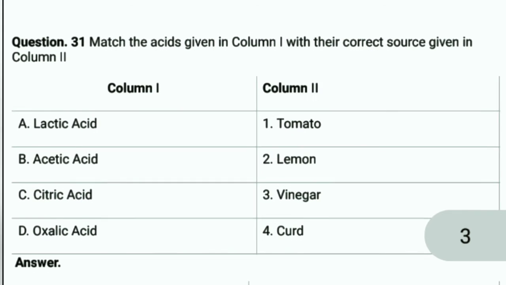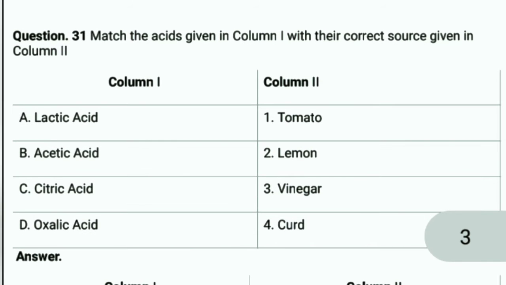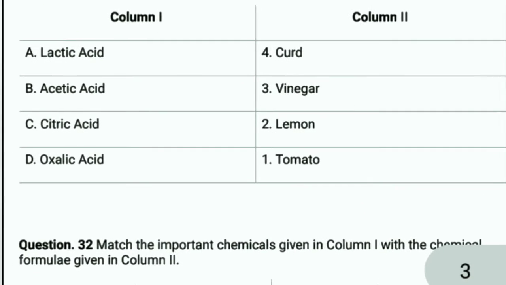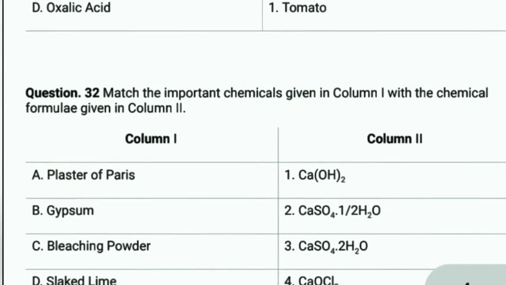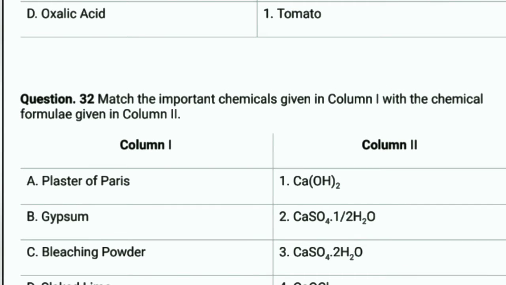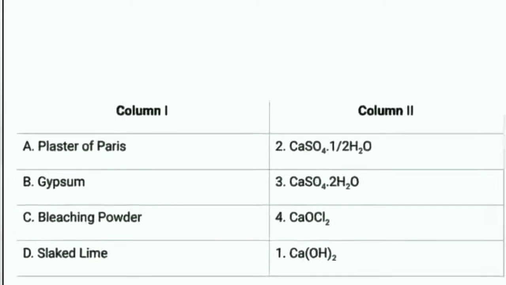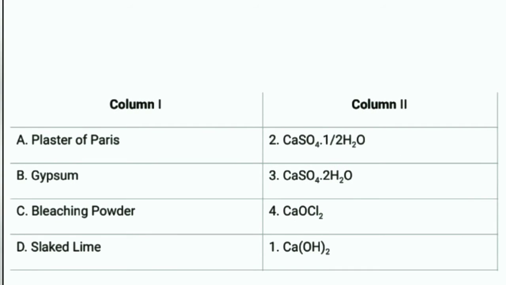Match the acid given in column 1 with their correct source given in column 2. Lactic acid, curd; acetic acid, vinegar; citric acid, lemon; oxalic acid, tomato. Match the important chemical given in column 1 with the chemical formula. Plaster of Paris, CaSO4·1/2H2O; gypsum, CaSO4·2H2O; bleaching powder, CaOCl2; slaked lime, Ca(OH)2.